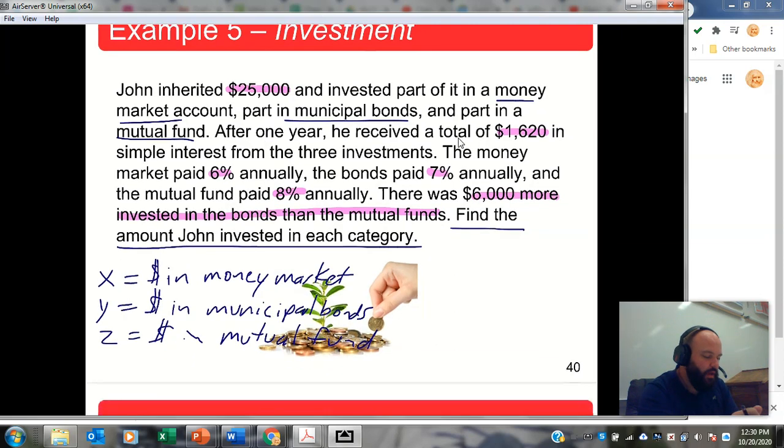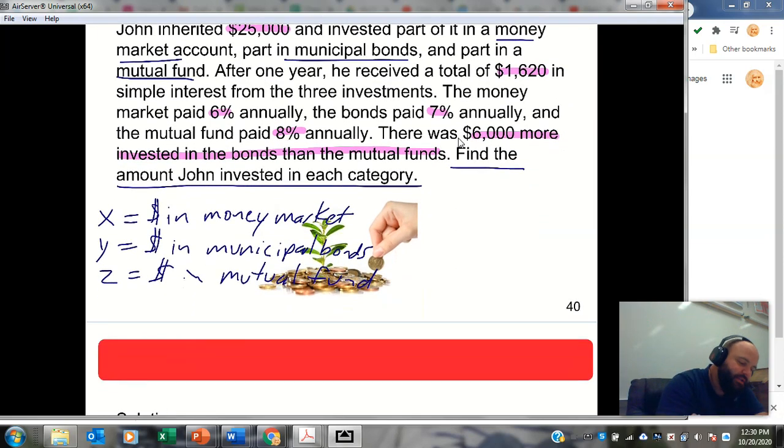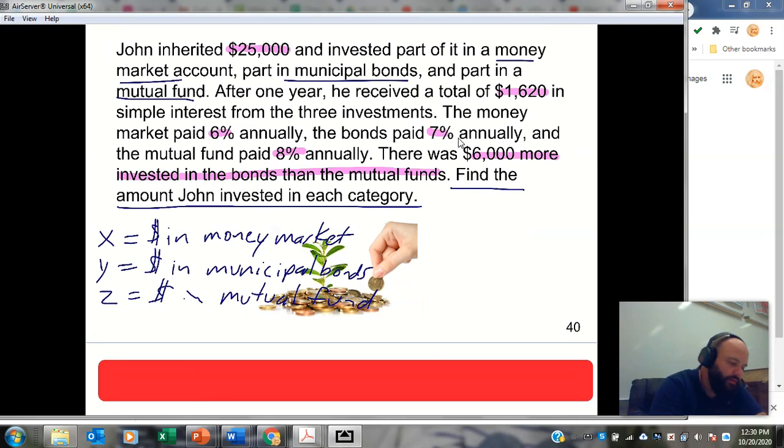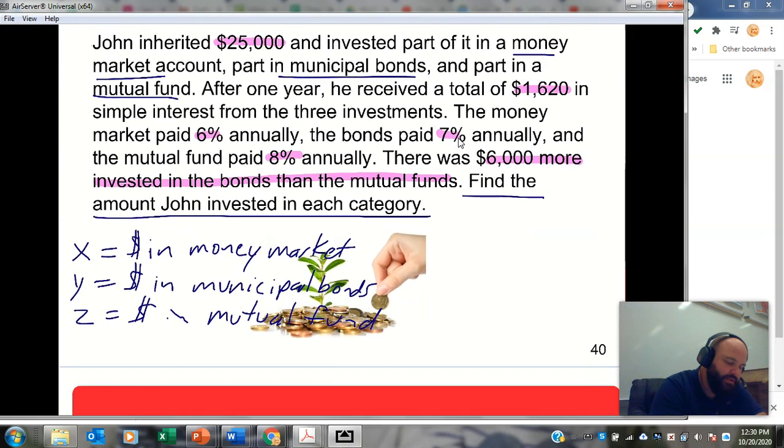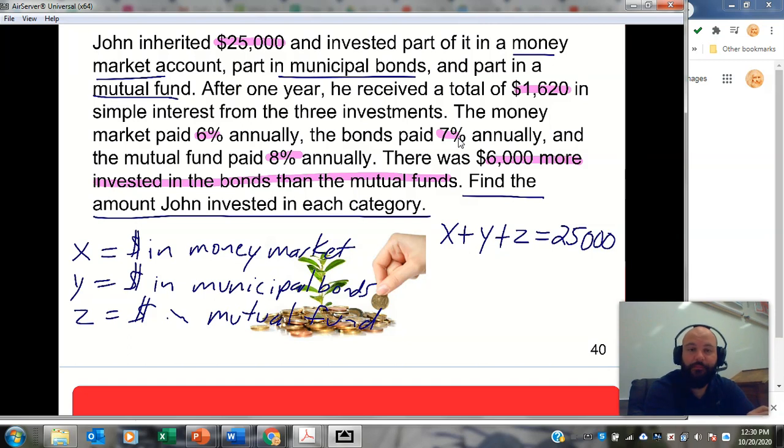Okay. So now I'm actually going to write the equations on the right-hand side of that little picture I have. And if you didn't catch on to the picture, it's money and it's growing. That's the idea of investing. So we're going to start with the $25,000 that we have highlighted. Remember, X represents the amount of money in the money market, Y represents the amount of money in the municipal bonds, and Z is the amount of money in mutual funds. We know the total amount of money is $25,000. So that lets us write a very simple equation: X plus Y plus Z equals $25,000, just like that. There's our first equation. So we can cross out $25,000 because we've used that.